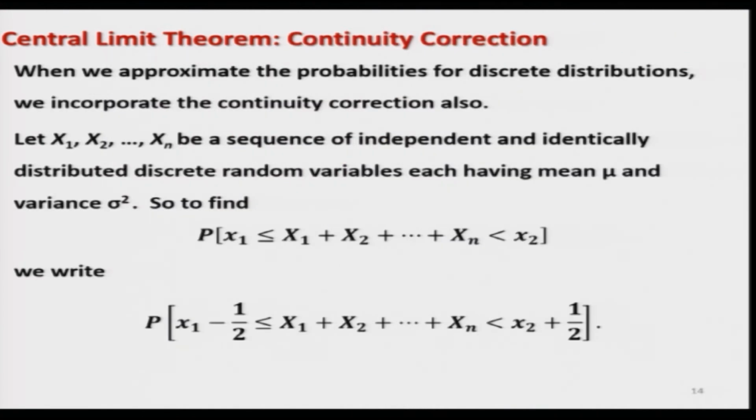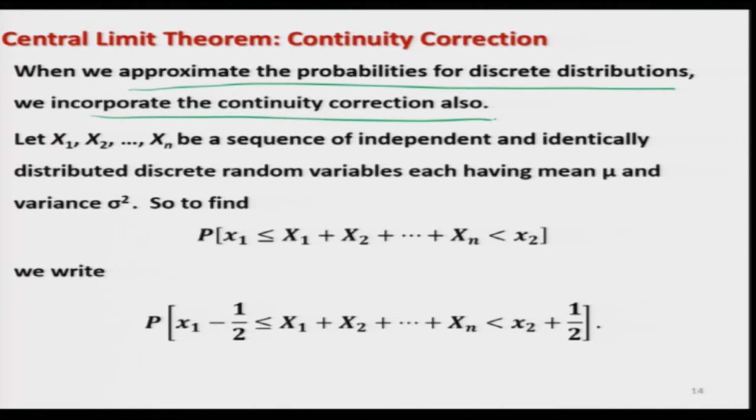Now, do you remember that when we did the normal distribution, we also discussed continuity correction, and I explained that when we approximate a discrete distribution by a continuous distribution, there is a need for continuity correction. I will not explain it again, but I will use it here, because in the central limit theorem also, when you approximate the probabilities for a discrete random variable, you need to apply the continuity correction.